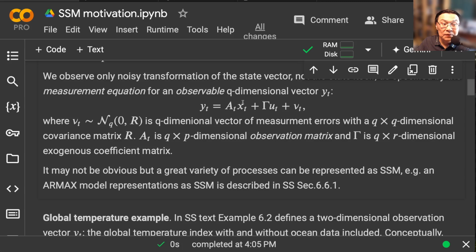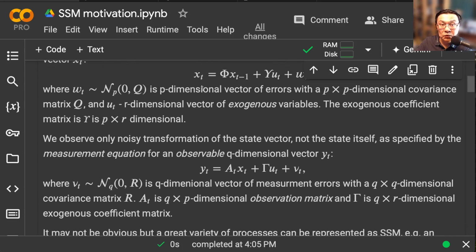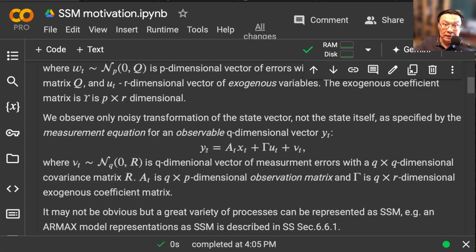All right. So in the simplest form, we could say our y is some kind of transformation of x, and then the same exogenous variables are there, but a different matrix gamma, plus its own error. So you can think of it as a noisy measurement of x, right? So this is x, which we do not observe, but we observe y.